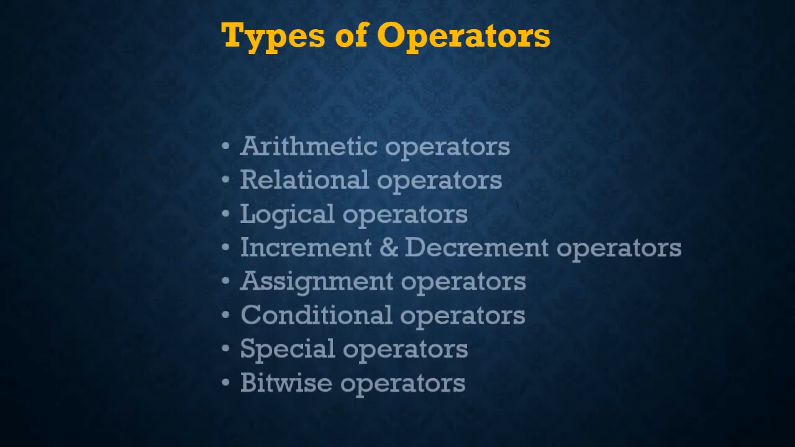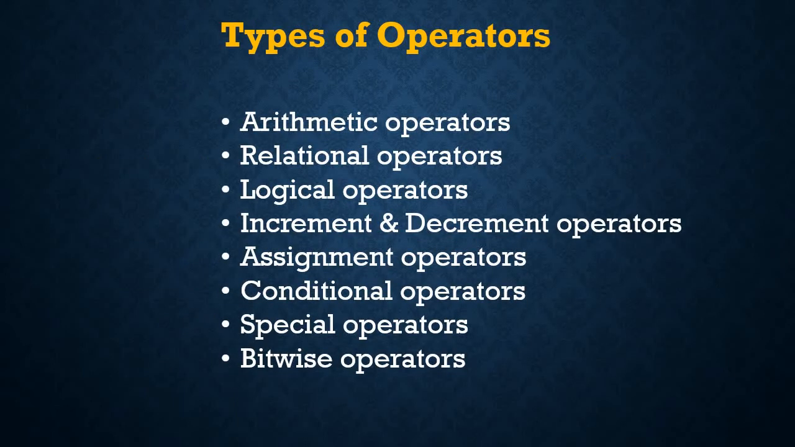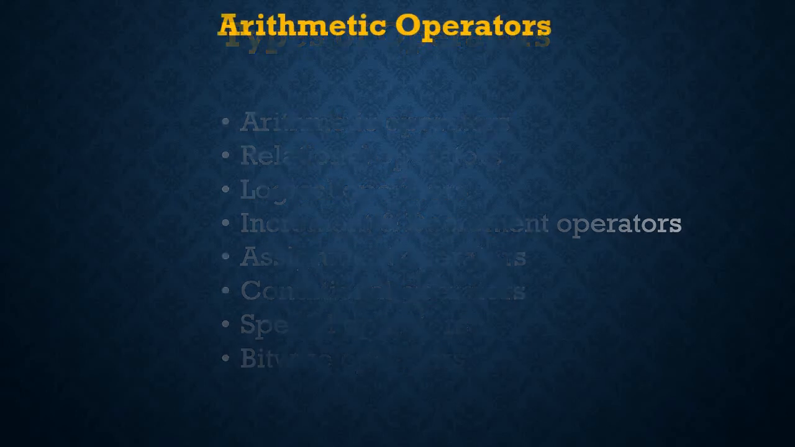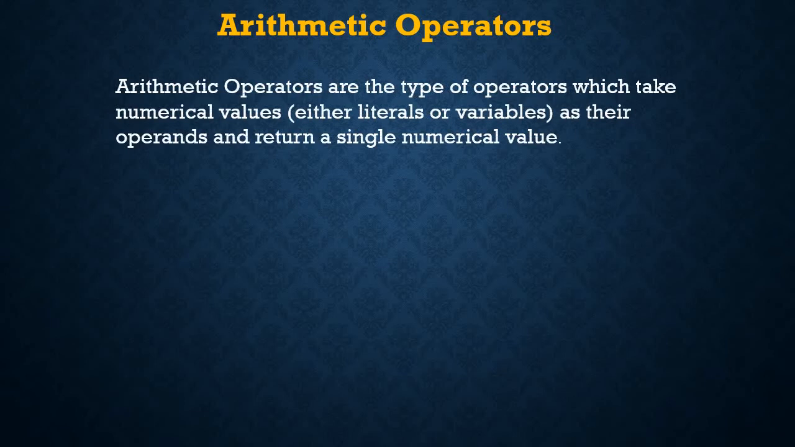Types of operators. We have many types of operators in C programming: arithmetic operators, relational operators, logical operators, increment and decrement operators, assignment operators, conditional, special, and bitwise operators. The first one I'm going to explain is arithmetic operators.